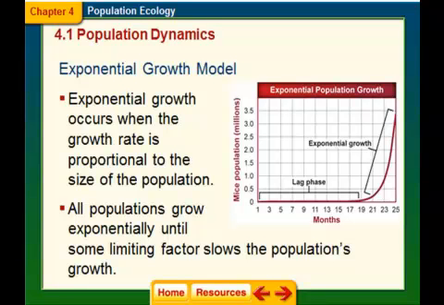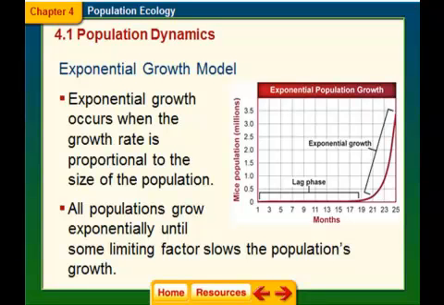Within 2 months, we're to 250,000. Within another month or 2, we're up to 500,000. Then by 23 months, we're already at 1 million. 2 months later, we're up over 3 million mice. So we have this big lag phase, and then we have a big section of exponential growth.